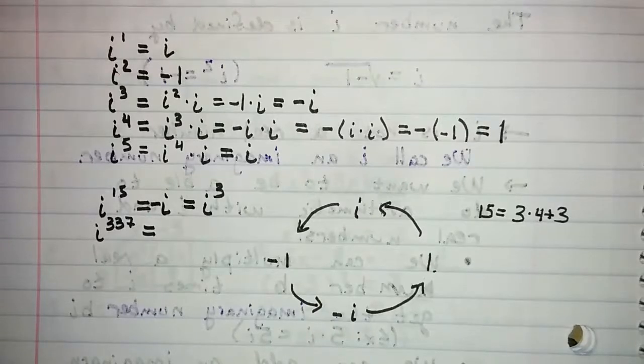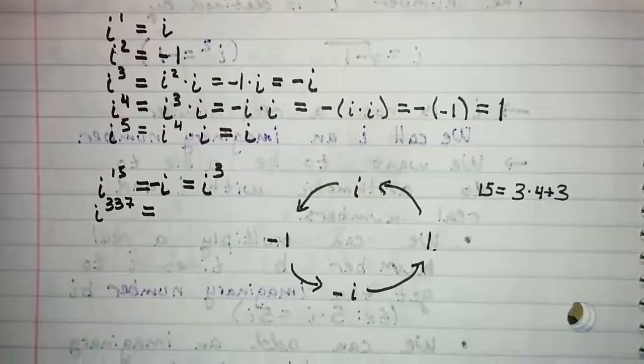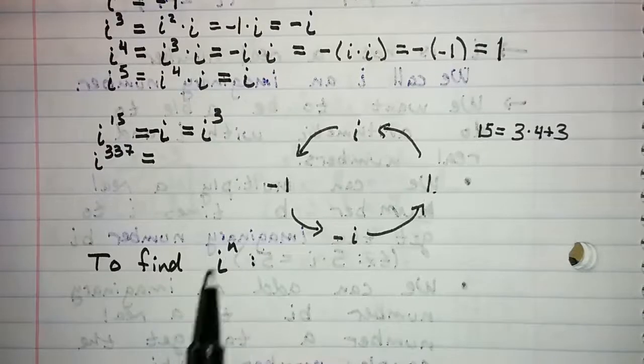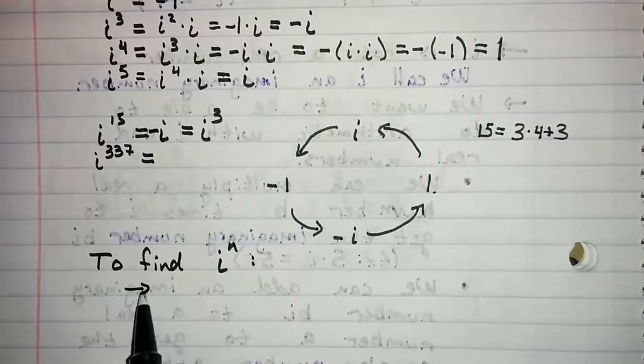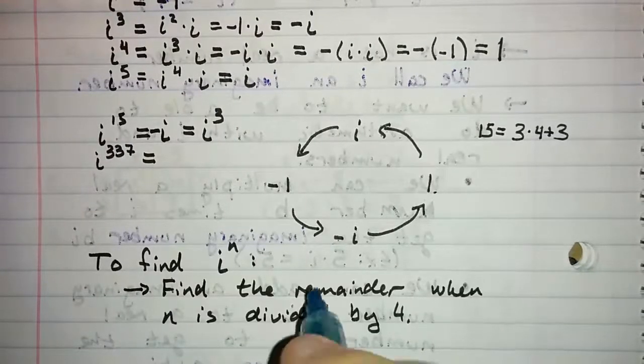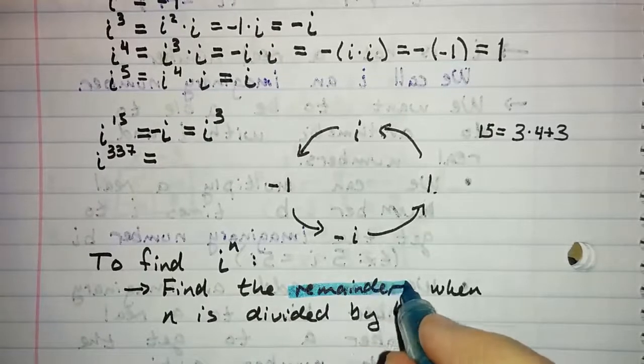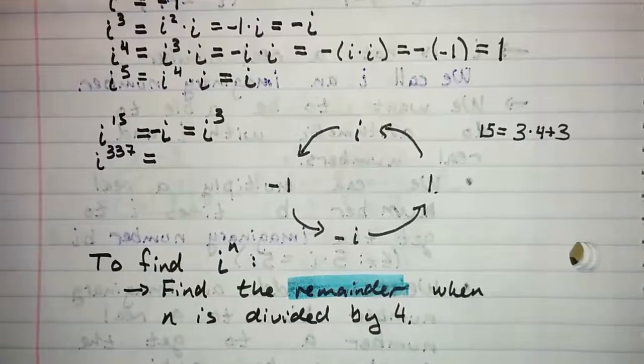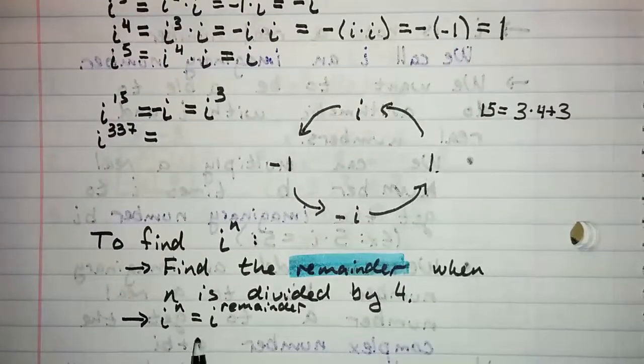This suggests a technique that we can always use when we're taking some power of i. First, we find the remainder when n is divided by 4. What do I mean by the remainder? I mean what's left over when we make as many groups of 4 as possible. This is the remainder that we find when we do long division. And then i to the n is just the same as i to the power of whatever that remainder is.